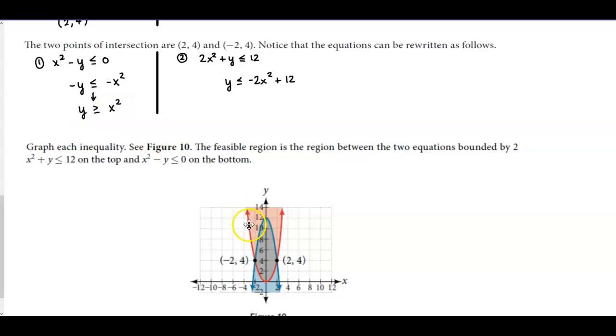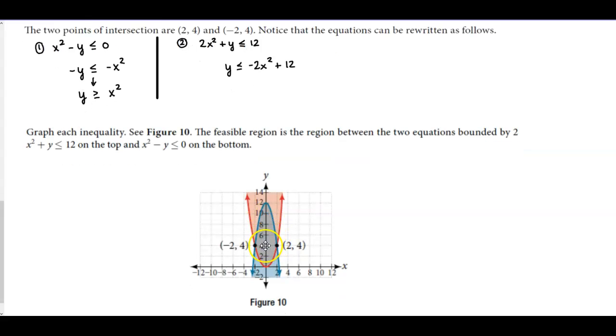So if we graph each inequality, we can see that y is greater than or equal to x squared. So here is our parabola for x squared, which is in red. And then the parabola negative 2x squared plus 12 is going downward with a y-intercept at 12. And so where do they intersect? Well, they intersect at these points, and the shaded part is where they overlap. So the feasible region is the region between the two equations, bounded by both of those.